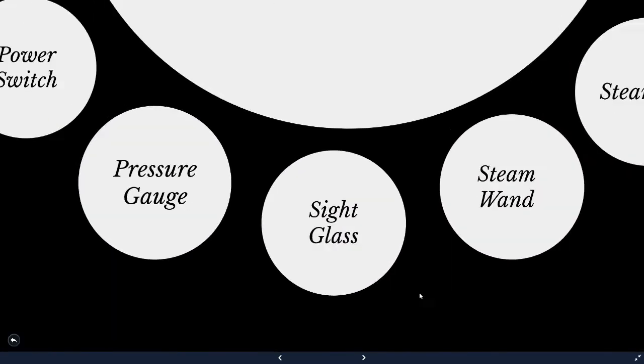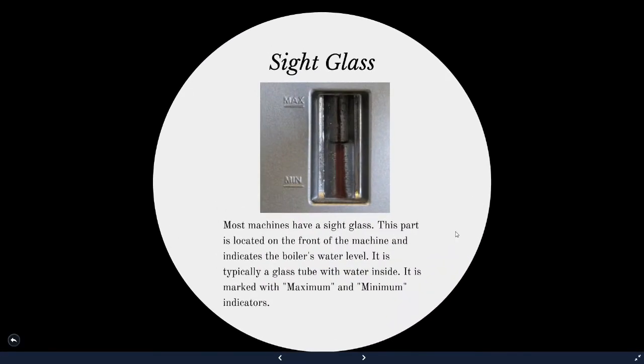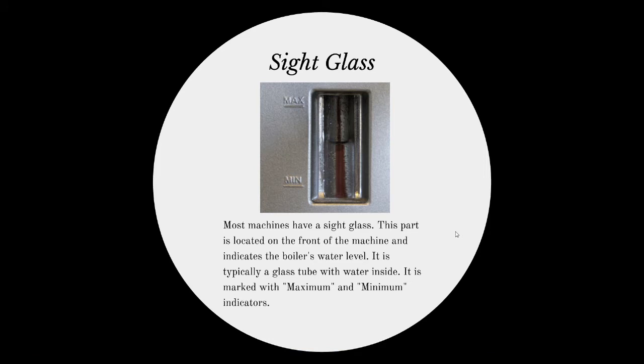Side glass. Most machines have a side glass. This part is located on the front of the machine and indicates the boiler's water level. It is typically a glass tube with the water inside. It is marked with the maximum and minimum indicators.